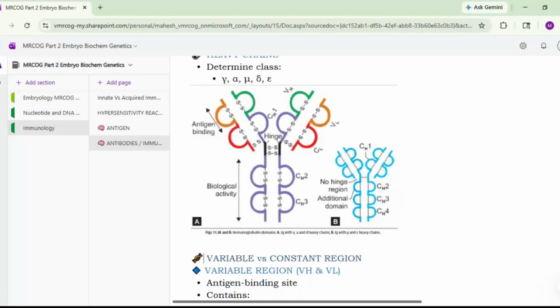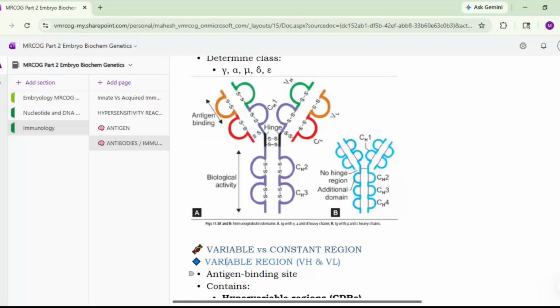Okay, so let us see the difference between the variable portion and the constant region. We have seen that this is the variable region, this is the constant region. Of this constant region, in certain antibodies it will be having CH1, CH2, CH3 configuration. Here few will have CH1, CH2, CH3, CH4 configuration.